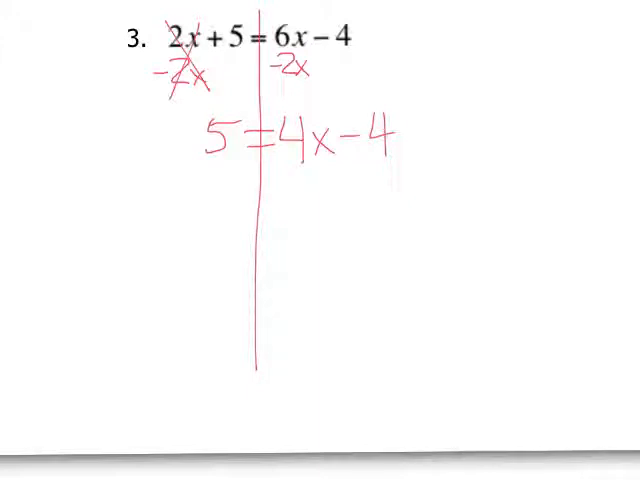Let's keep going here. All right, so I need to solve now that I have variables to the same side. So I'm going opposite sides, so opposite operation. I get rid of negative 4 by adding 4 to both sides. I get 9 equals 4x. 4x is what again?